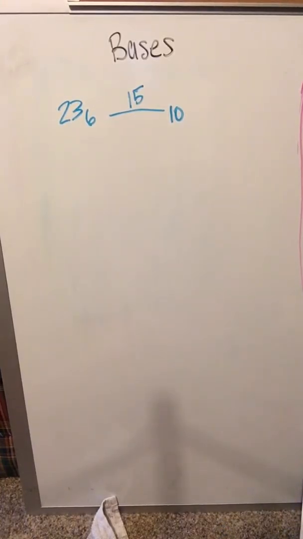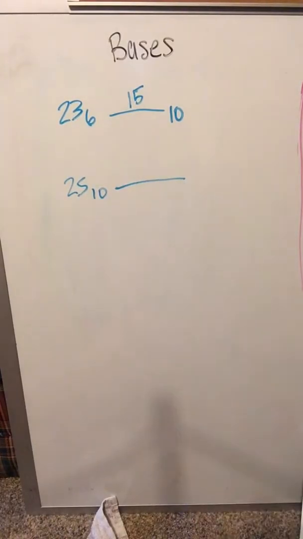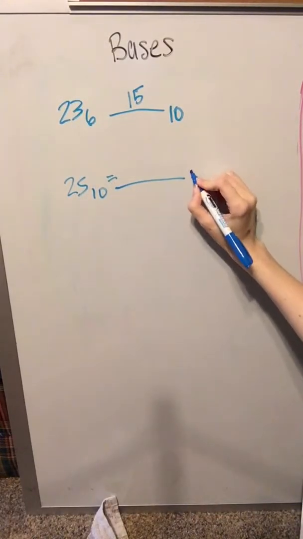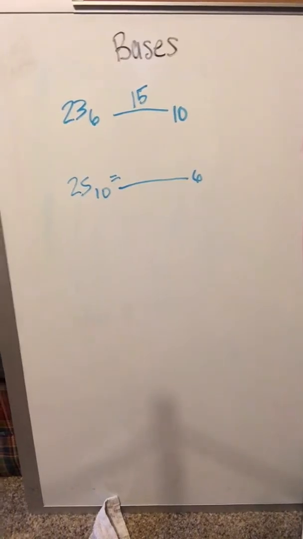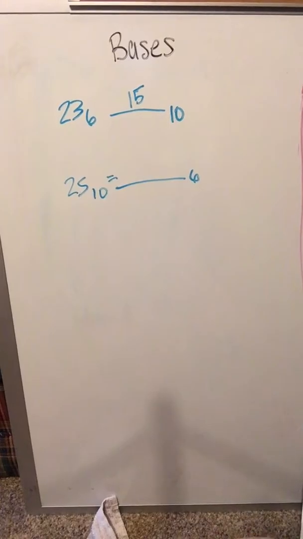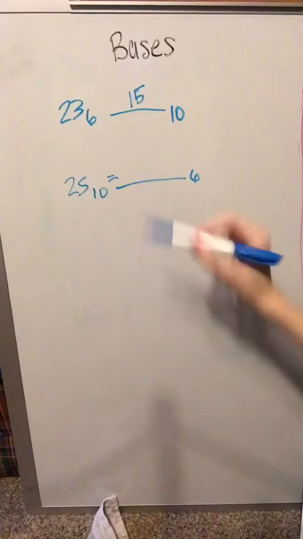So now let's convert from base 10 to a different base. So now we have 25 base 10 and let's convert that to base 6. So what you do is you find the number that is a multiple of 6 but less than 25. So what times 6 is equal to or less than 25? Well, the closest thing you have is 4, so you write down the 4.